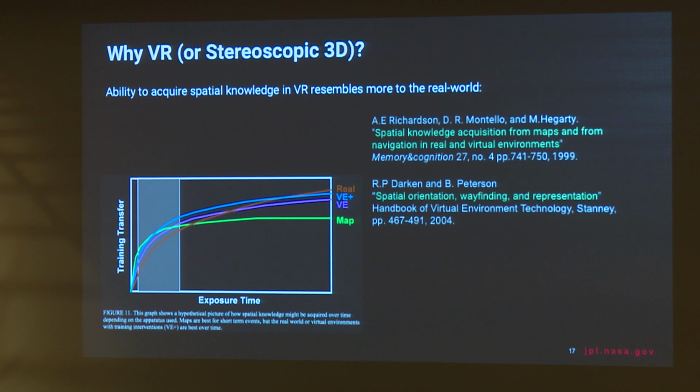We are able to acquire spatial knowledge in VR in a way that more closely resembles the real world. So this graph here is from this paper, and it shows exposure time and training transfer, basically your spatial knowledge transfer. If you need to get yourself quickly familiar with a place, look at a 2D cross-section, which is essentially a map. But if you really need to build a detailed spatial mental model of a 3D space, then VR gives you a more real-life-like experience.